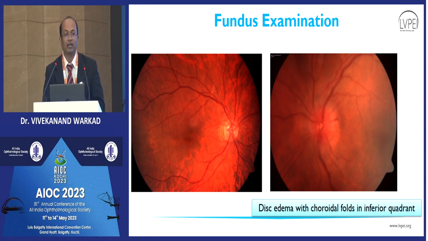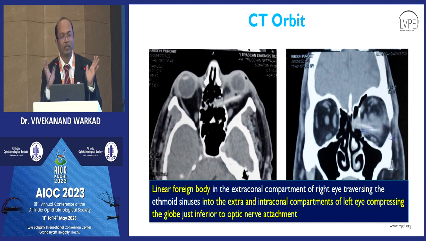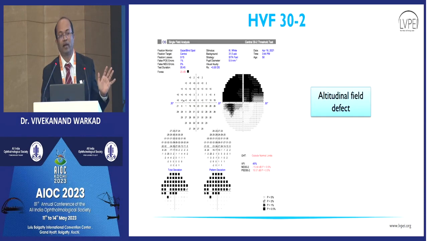And that is the indication for imaging. There was a huge hidden foreign body, which somebody would probably miss if you don't order imaging, as we have learned from today's IC. There was a foreign body entering into the orbit and touching the supero-inferior half of the globe, and that's how it created the altitudinal visual field defect.